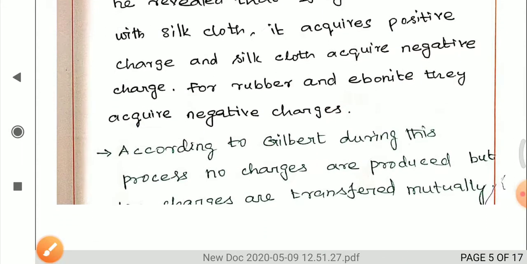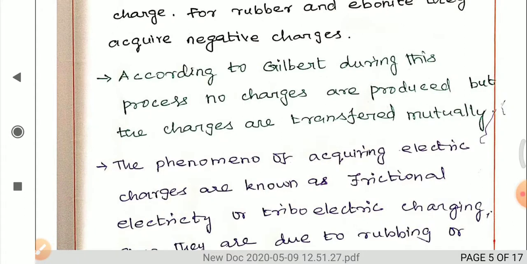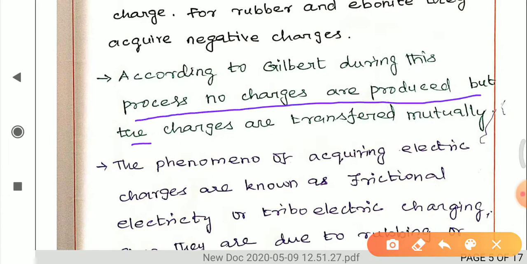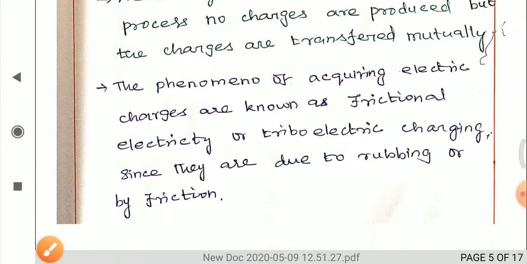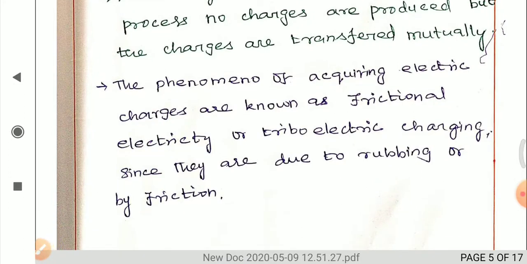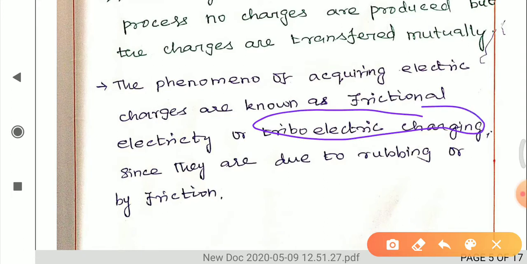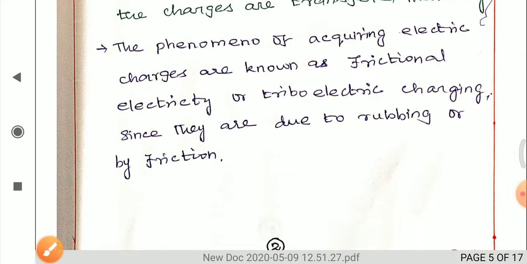Then William Gilbert gave some conclusions according to his theory. He said that during this process no charges are produced, but the charges are transferred mutually. So from this point we have to understand that electric charges can neither be created nor destroyed. Then the next point he gave is that the phenomenon of acquiring charges is known as frictional electricity or triboelectric charging. In our textbook they have given triboelectric charging only, but I have given frictional electricity here, because of the friction the electric charges are produced. These are the things given by William Gilbert.